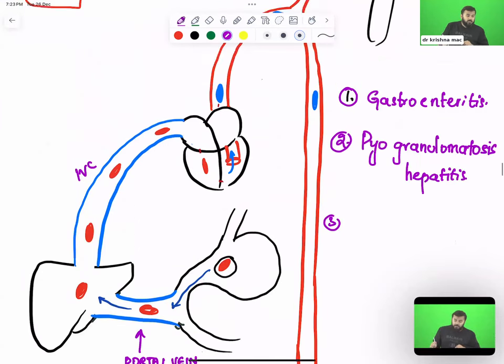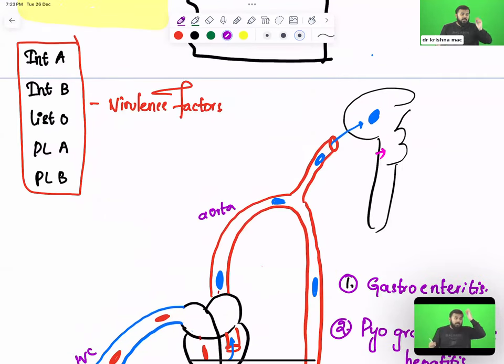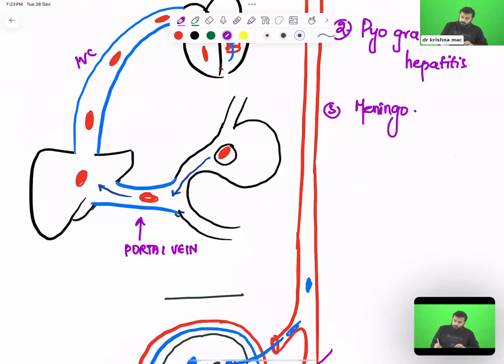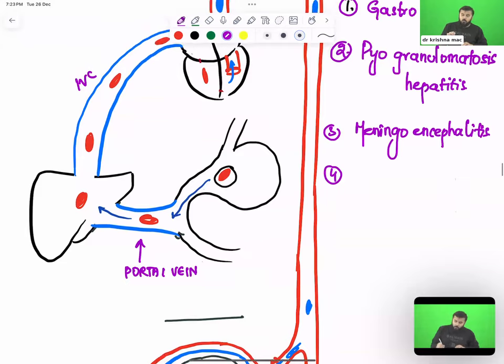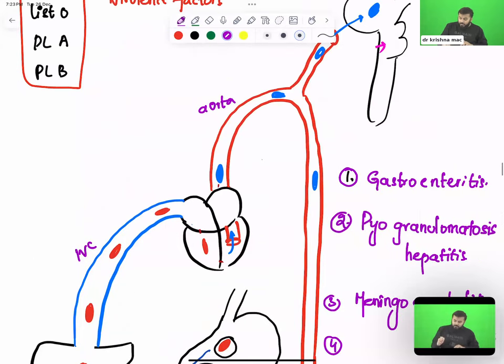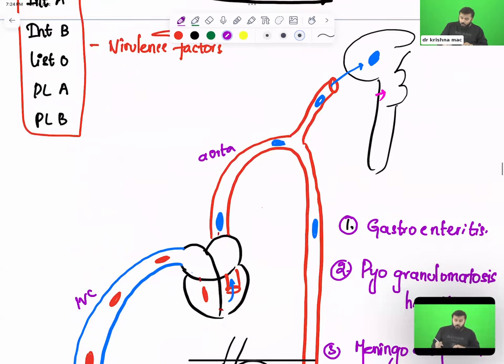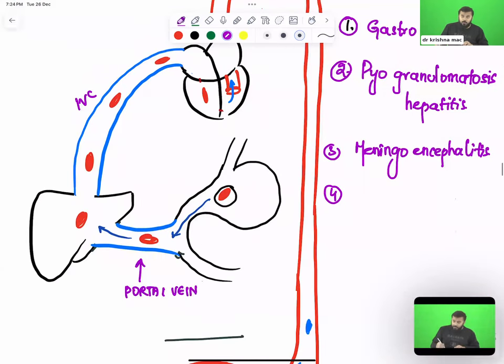Okay, surrounding the brain, what do you have? Meninges. First it will damage the meninges, then it will enter into the brain. So meningitis and encephalitis. So you call it meningoencephalitis. And the fourth important thing is that it can also enter down into your thoracic aorta. This is the thoracic aorta. And all the way when it comes down, this is called the abdominal aorta.